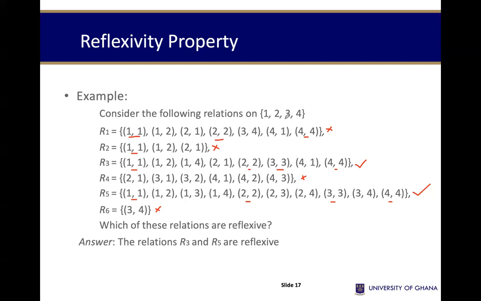But remember, we cannot say R2 is irreflexive because 1 is related to itself. So we can say it's irreflexive when there are none of the members related to itself. Okay, thank you. You're welcome. So we can move on.